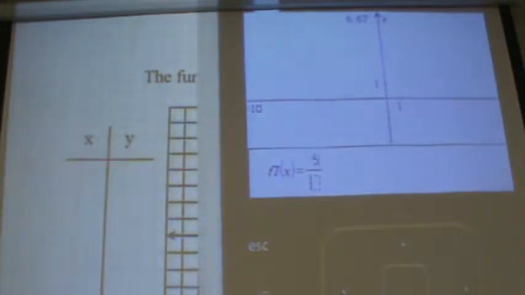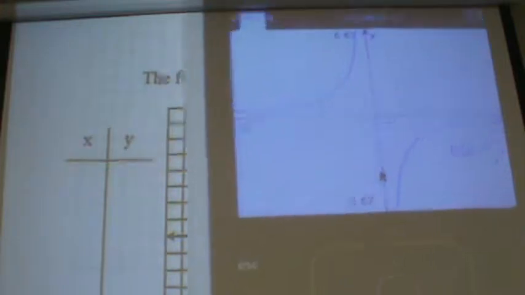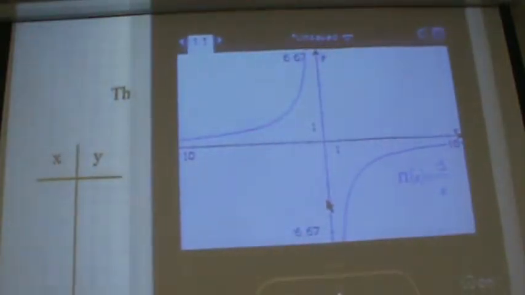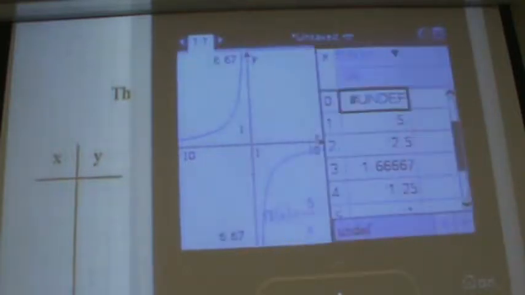Negative 5 over x. And let's see if we were right. Yep, we're in quadrants 2 and 4. If you want to look at your table, Control T. What points do you have?